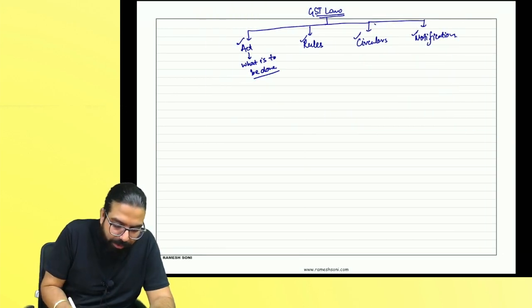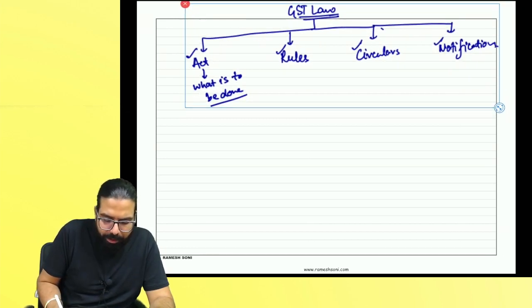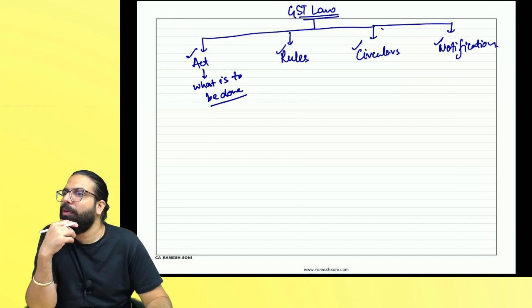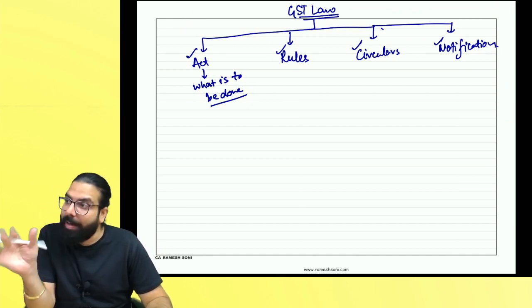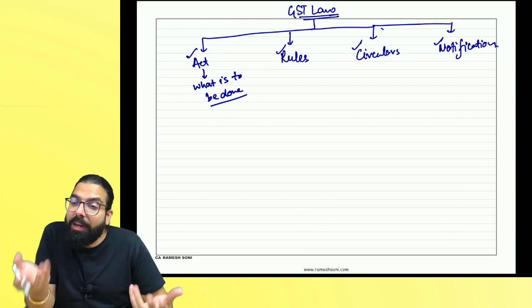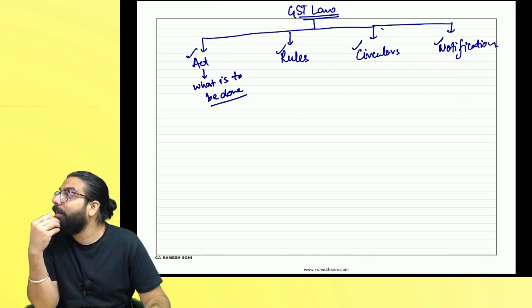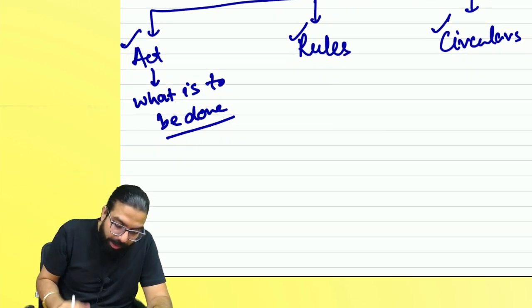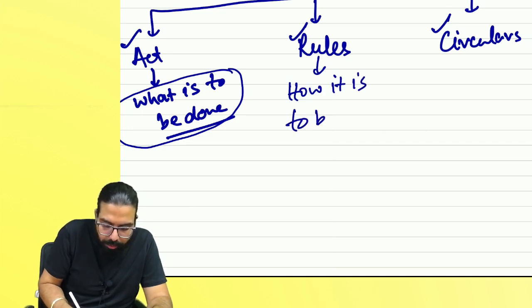An Act always tells you what is to be done. What is to be done means, supposing the Act told that when you cross a turnover of 20 lakh or 40 lakh, you should take registration. Who told? Act. Sir, which form should I file? Within how many days should I apply for registration? Within how many days will the officer give me registration? That is told by whom? Act will always tell you what is to be done. Rules will always tell you how it is to be done.